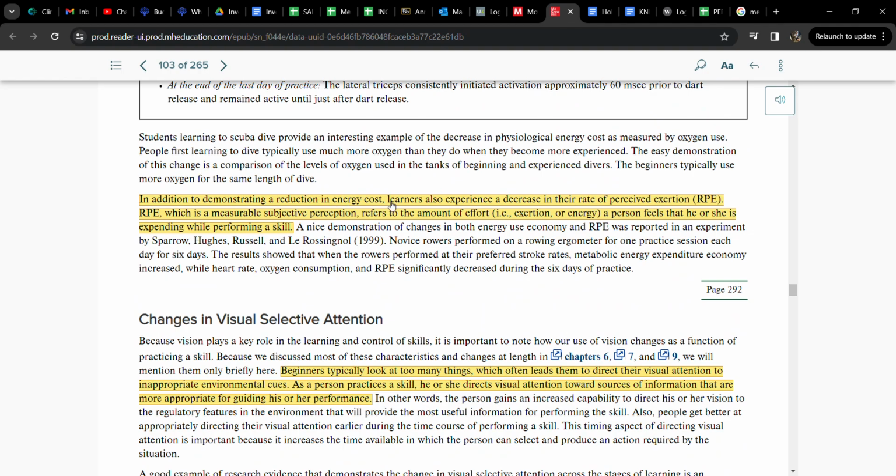In addition to a reduction in energy cost, learners also experience a decrease in their rate of perceived exertion. If you've ever been asked about your rate of perceived exertion, they say, how hard are you working on a scale of 1 to 10, 1 being super easy, 10 being extremely difficult? What we should start to see over time is, as you become more masterful at a particular skill, a decrease in that number. Maybe initially a skill feels like an 8 out of 10, but as you become an expert, it reduces and it feels like a 2 or a 3.